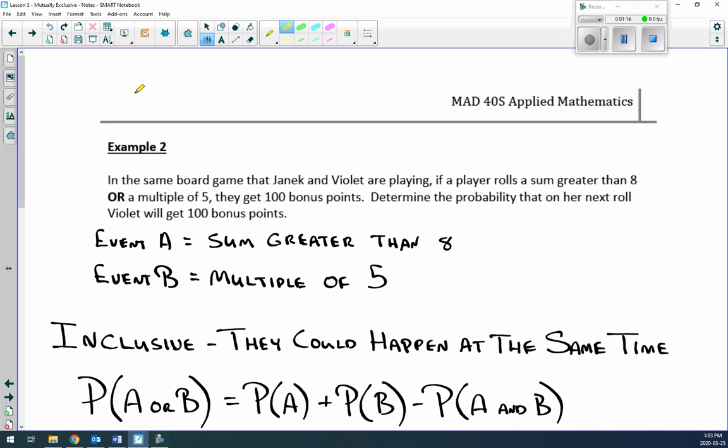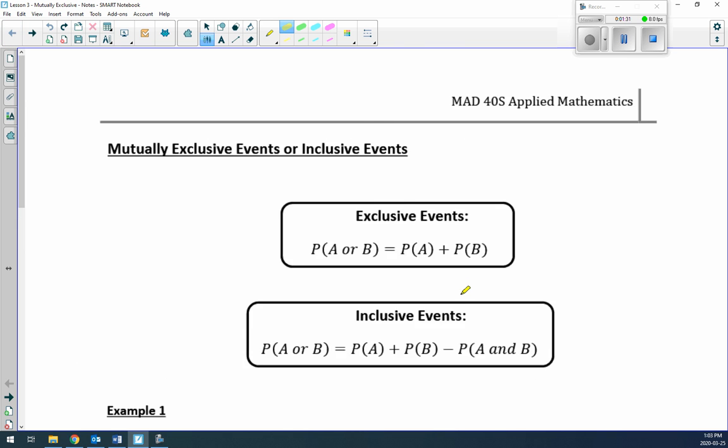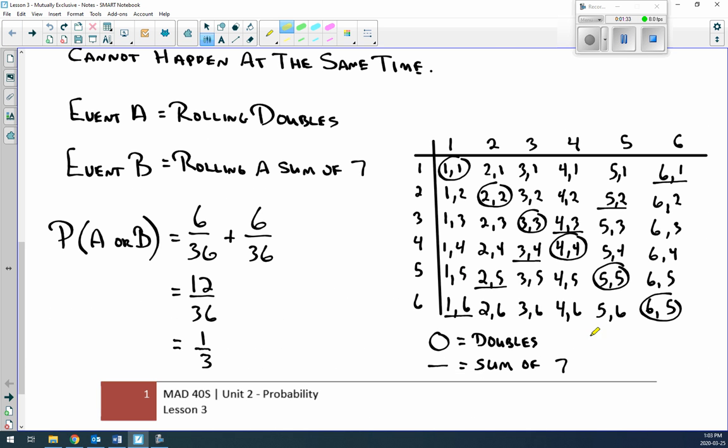On the same game, Janek and Violet are playing. If the player rolls a sum greater than 8 or a multiple of 5, they get 100 bonus points. So now these are inclusive because you can have a sum greater than 8 and you can also have a multiple of 5, right? 10 would be the one. And if you look back, there's multiple ways on the previous page of getting a 10. If you look over here, right? 4, 6, 5, 5, 6, 4, right? So there's the ones there.